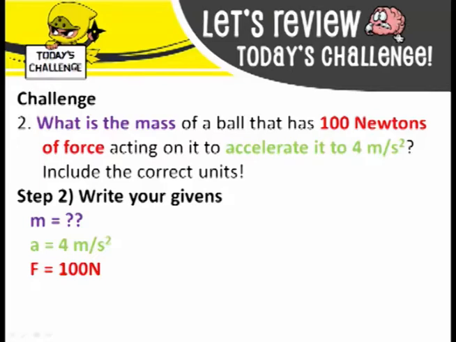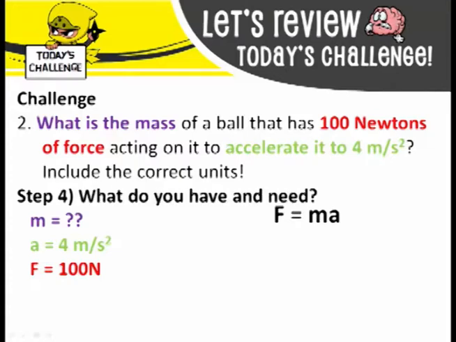Next, we're going to be looking for our equation. So we select our equation. Our equation is obviously f equals ma. And then we do step 4, which is what do you have and what do you need, which for a simple one-step math problem is kind of a useless step. So I usually skip over it, but for when you guys get into harder math problems, this is the most important step that you have to do.